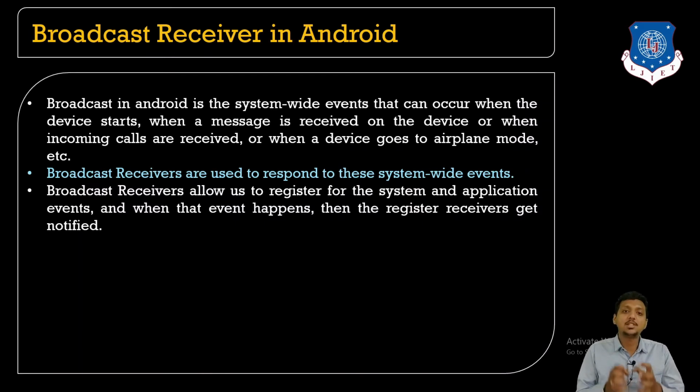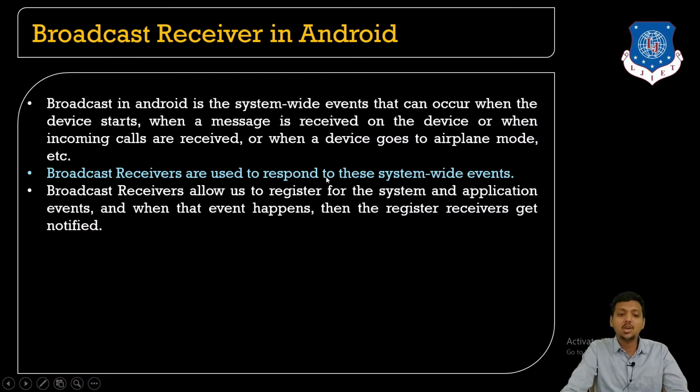One particular event is broadcasted by one application and it is received by your smartphone device or any other application. Whenever a service is received from one app by another app, that is known as inter-app communication. When a smartphone directly receives the services, we can say those are normal broadcast receiver services. So students, a broadcast in Android is a system-wide event that can occur when the device starts, when a message is received, when an incoming call is received, or when the device goes to airplane mode as well. Now the broadcast receiver is used to respond to these system-wide events.